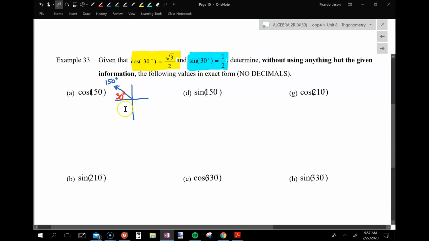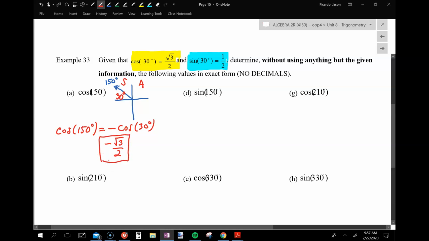Fair to say? So is it fair to say then that cosine of 150 is equal to some value of cosine of 30? The only thing I've got to figure out is whether cosine of 30 is positive or negative. Well, I'm in quadrant number 2. And what is the value of cosine in quadrant number 2? Negative. So cosine of 150 is equal to negative cosine of 30. And up above, I gave you cosine of 30, didn't I? So this is equal to negative radical 3 over 2.